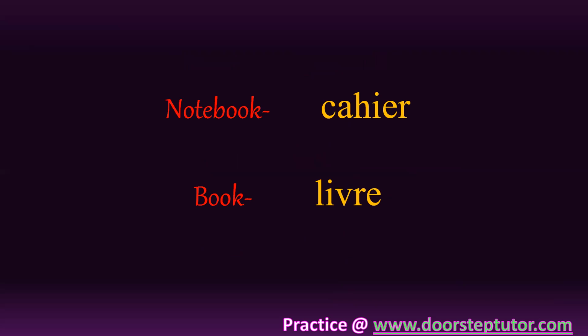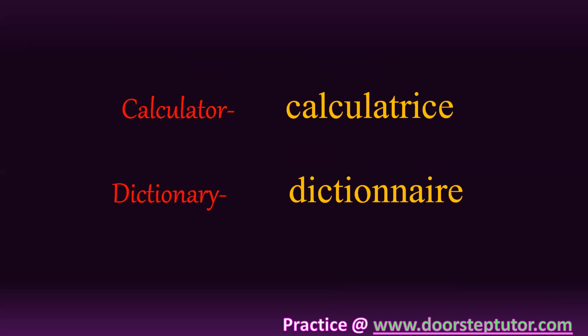Now moving on to the next, we have notebook. Obviously, there will be a notebook in which the student writes, right? So notebook means cahier. The sound of H will be silent. So it is cahier. Okay. And book means livre. What does the book mean in French? Livre. Okay. Très bien.